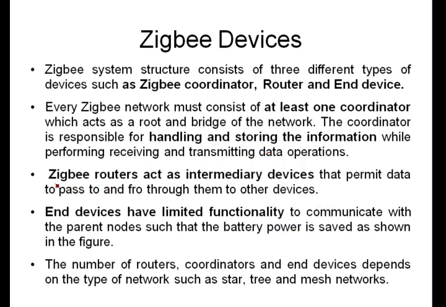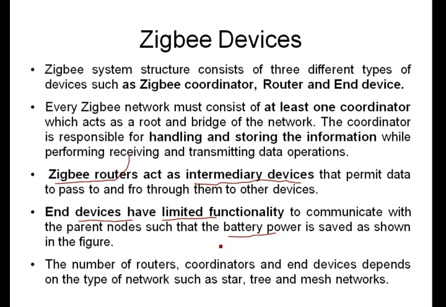Now ZigBee routers act as intermediary devices that permit data to pass to and fro through them. End devices are the last ones. They have limited functionality to communicate with the parent nodes, so that battery power is saved. They are used as the last devices, and they are useful in saving battery power. They communicate with their parent node, so they need not communicate directly through the coordinator.